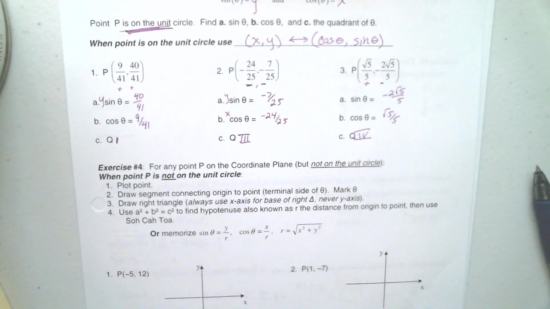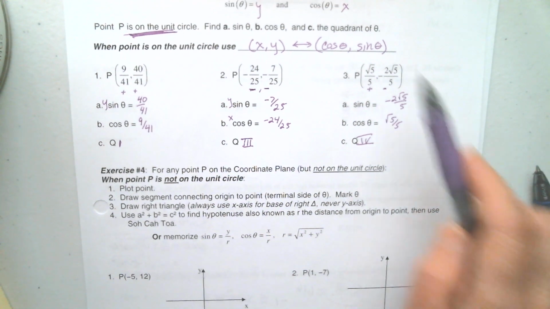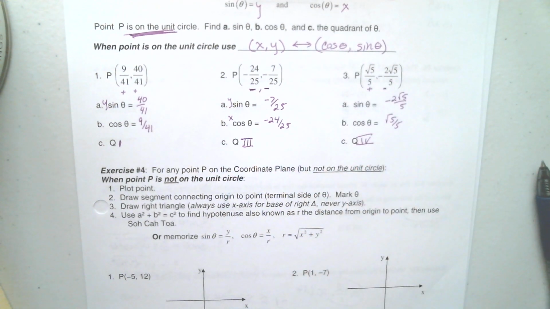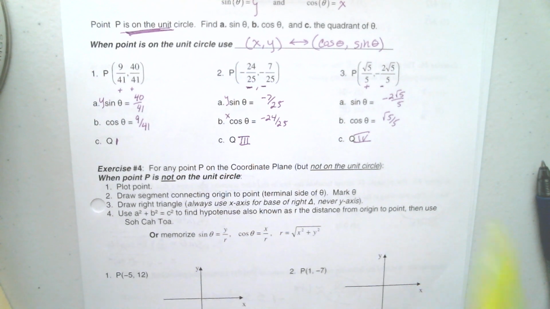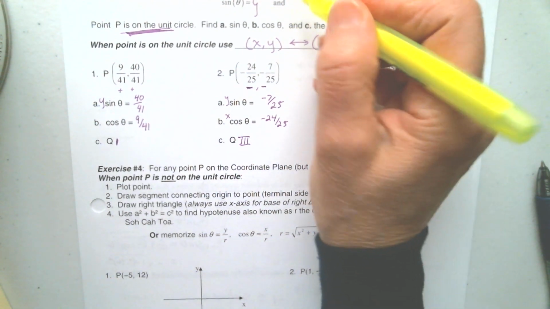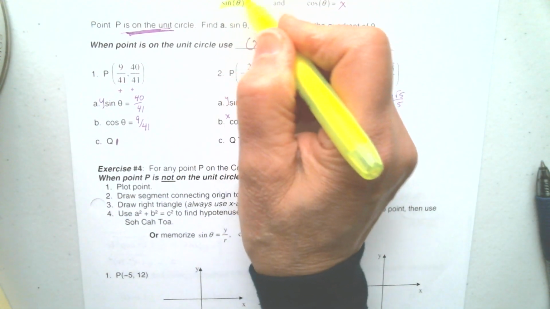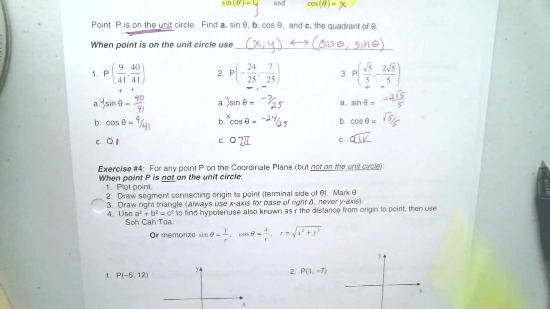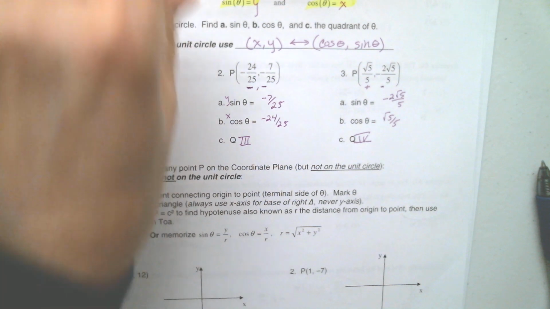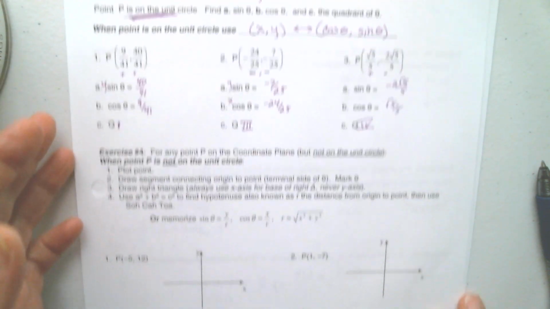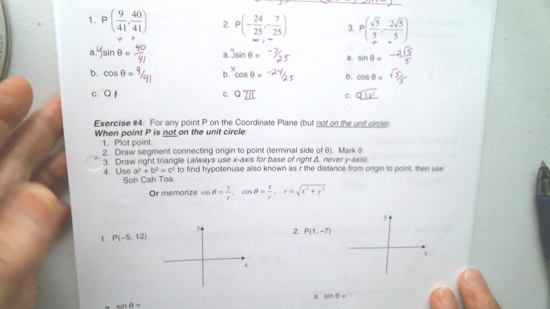We already did exercise 3 on this page. Now exercise, just important to remember, right? And if you have a highlighter, whenever you're on the unit circle, the sine of theta is equal to the y-coordinate, cosine of theta is equal to the x-coordinate. That was a previous lesson.